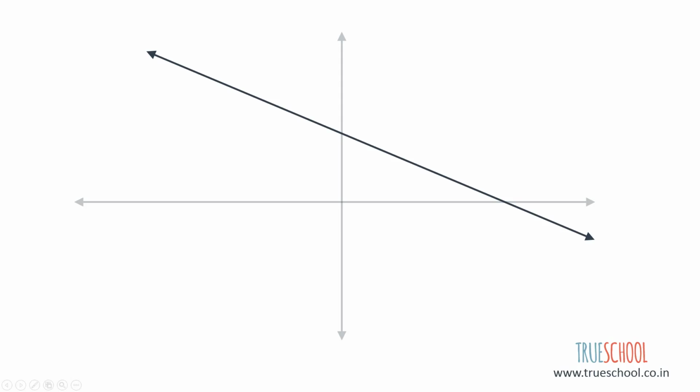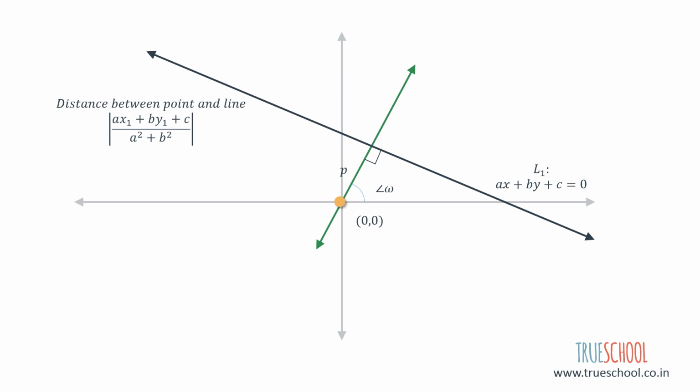Now suppose we have a linear equation representing a line and we want to find the perpendicular distance of this line from the origin and the angle the perpendicular line makes with the x-axis. How can we do this? The first part is straightforward. We will use the expression for finding the distance between a line and a point, which in this case is 0, 0. This comes out to be this.